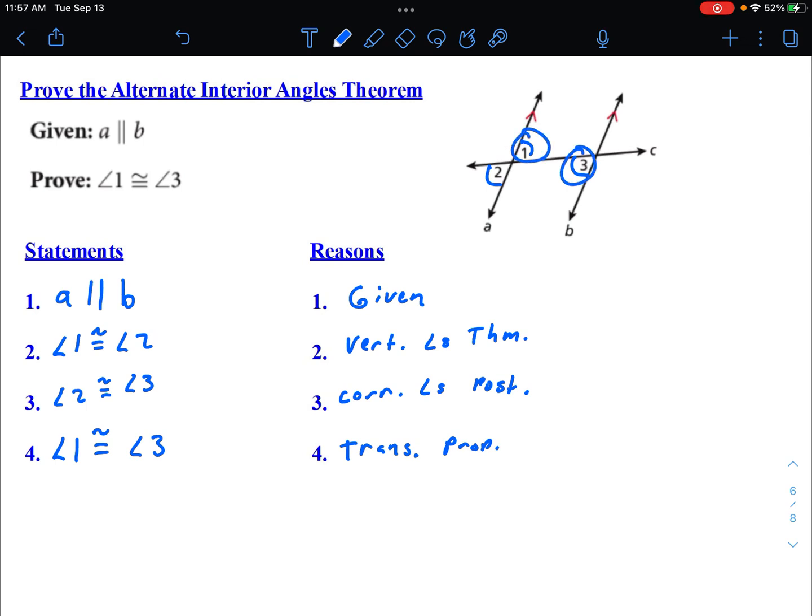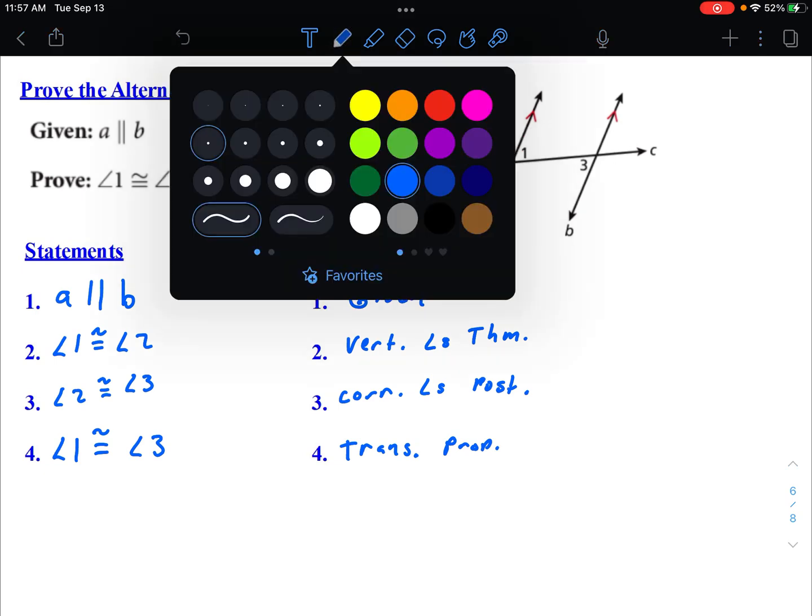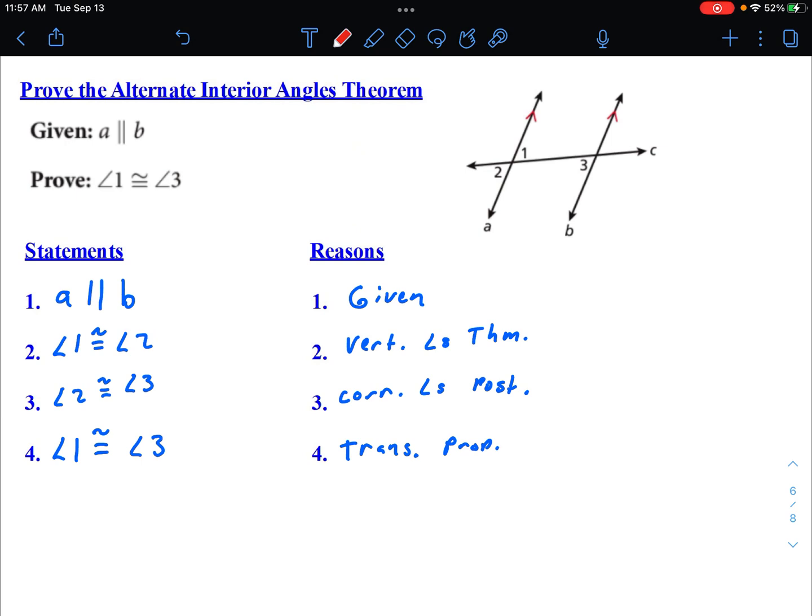1 and 3 are alternate interior angles. They'll be congruent when they're on parallel lines. Now, the nice thing about this is in the future, if you see that you have parallel lines, you're going to be able to go straight to number 4 and just say, hey, I know angle 1 is congruent to angle 3. Your reason will be different. You'll say that's because it's the alternate interior angles theorem, now that we've proved that.